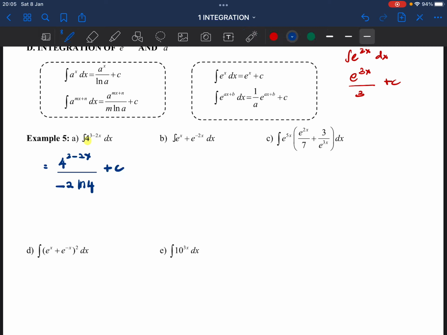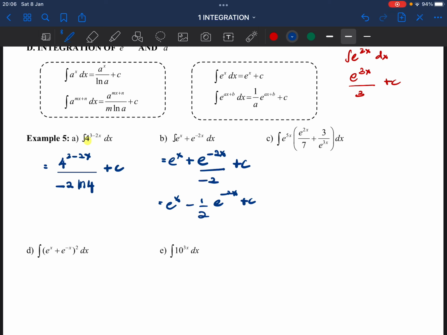Alright, so for question B, we have exponent x plus exponent negative 2x. So integrate exponent x, simple, salin je balik exponent x, and integrate exponent negative 2x, also salin balik. Since kita buat integration, you have to bahagi. Kenapa pula ni ya? e^x plus e^(-2x) over negative 2 plus c. Okay, dan just simplify your answer. Minus 1 over 2 e^(-2x) plus c.